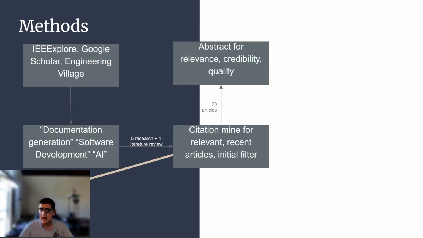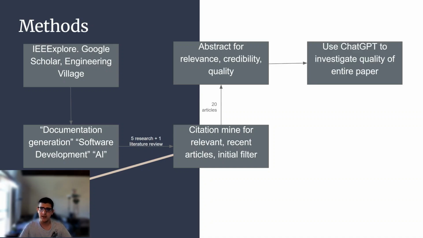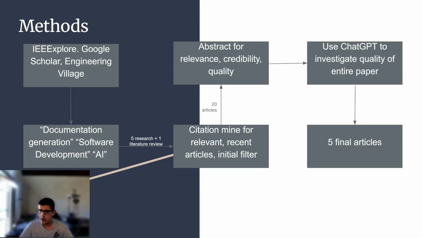From this, I had 20 articles, so I then looked at their abstracts to ensure that they are relevant, as well as to ensure that the article is credible, so it was published in a peer-reviewed journal. I also used ChatGPT to give an estimate of how high quality the writing is, and from that I reached the 5 final articles.